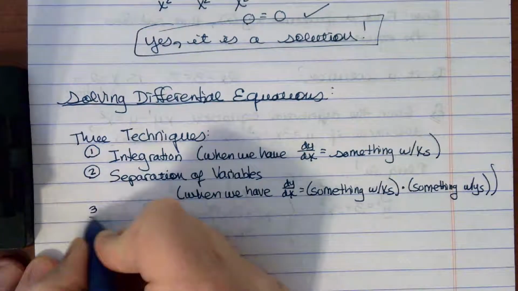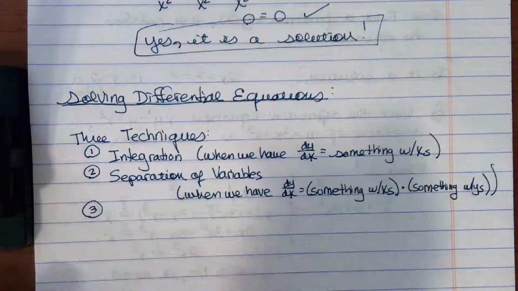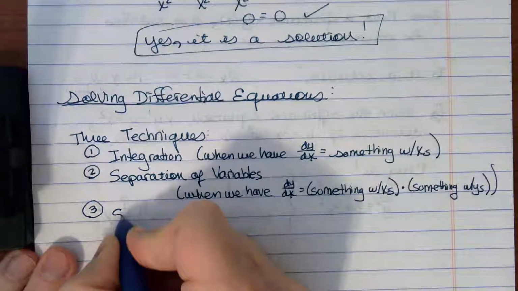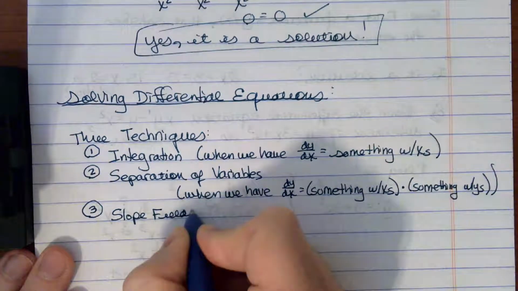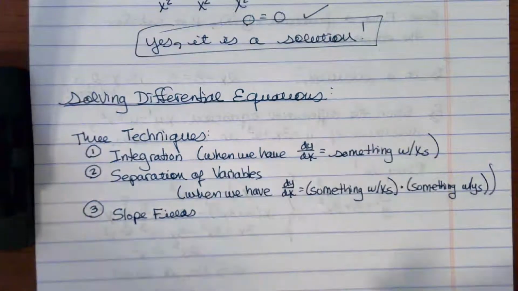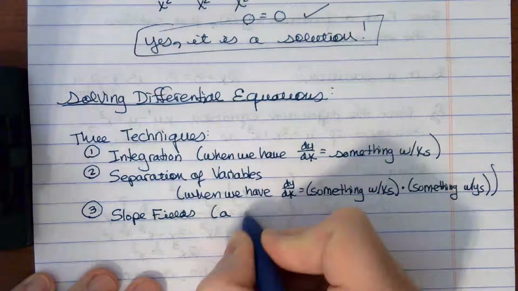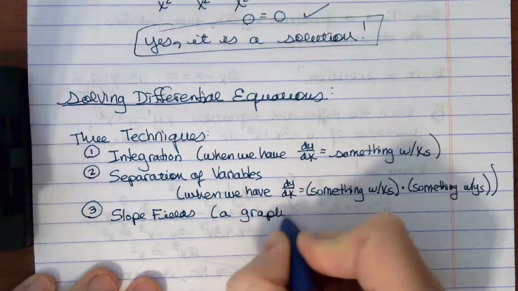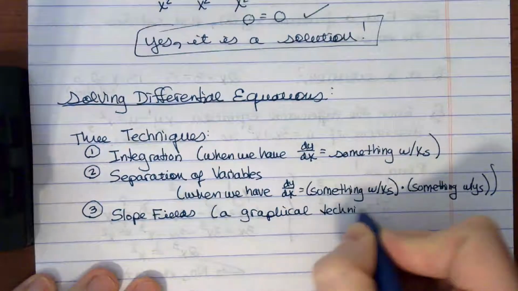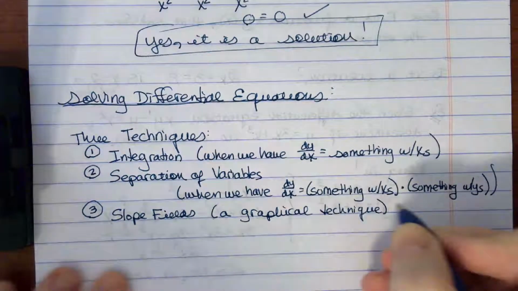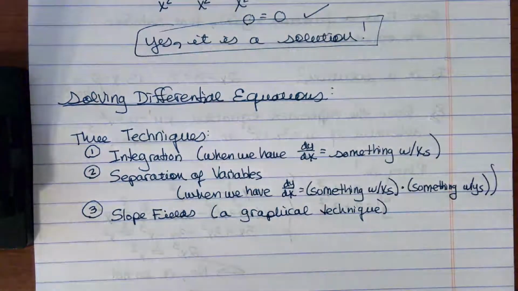Third method, which we'll look at next week, involves drawing things called slope fields. And this is a very different approach to differential equations. This is a graphical technique for solving differential equations. And we're going to see with that method, we're not actually going to get a formula for our solution, but we'll at least get a picture of what our solution looks like. We'll deal with that method next week. Make sure these 3 methods are in your notes.